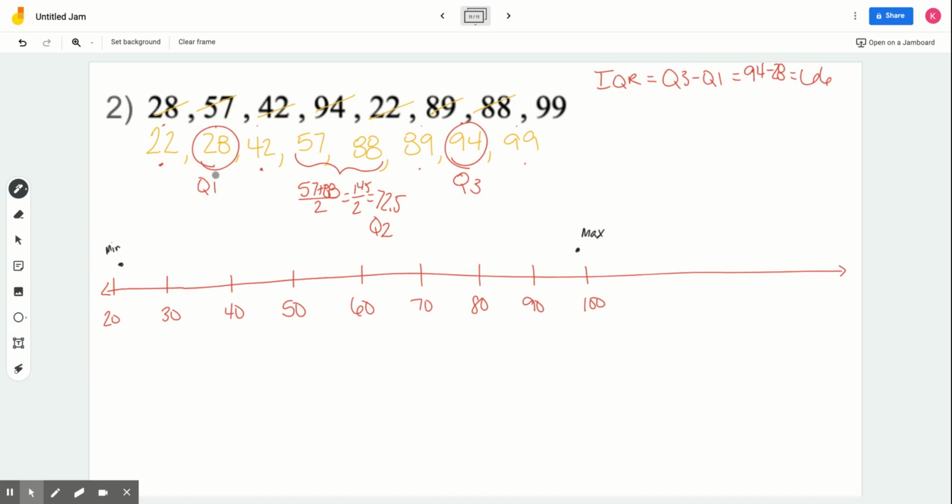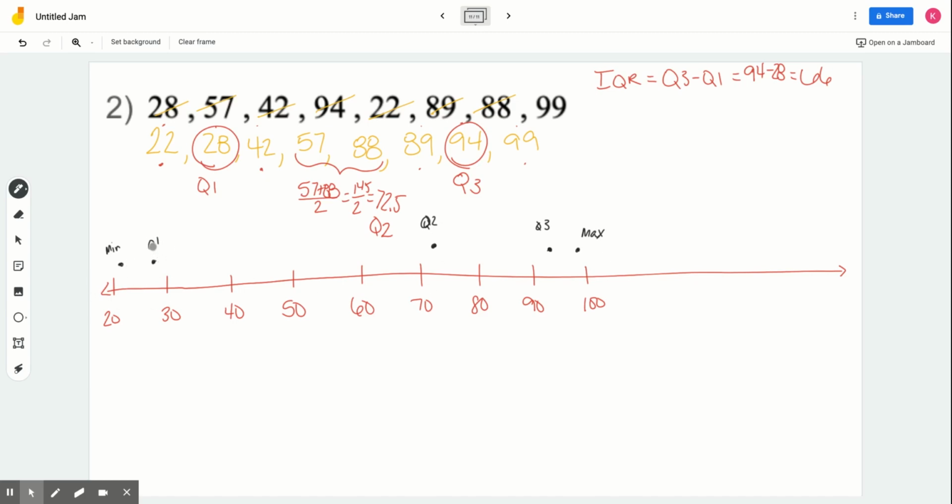Now, you're going to make a point at your quartile 1, quartile 2, and quartile 3. So quartile 3, quartile 2, and then quartile 1. Now, it doesn't have to be exact, but they should be pretty close. And I'm going to label them here so you know where these points came from. Now, to make a box and whisker plot, we're going to use these 5 points.